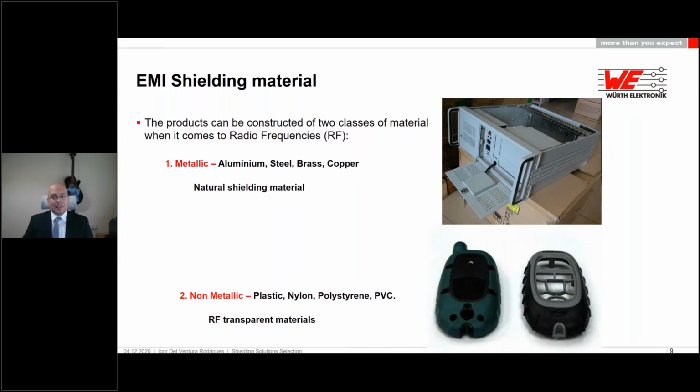Normally the metallic structures, the conductive cabinets, for example, will be really good natural shields for us, so we can take advantage of these. Meanwhile, when you have an enclosure that is plastic, ceramic, or another non-conductive material, it will be transparent for RF. So then you will have direct exposure to the outside world.